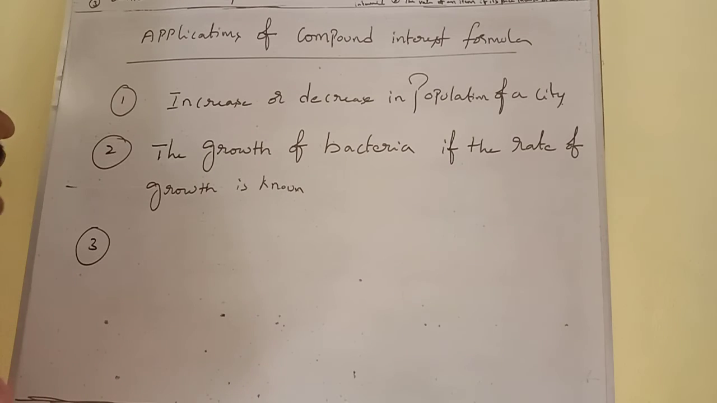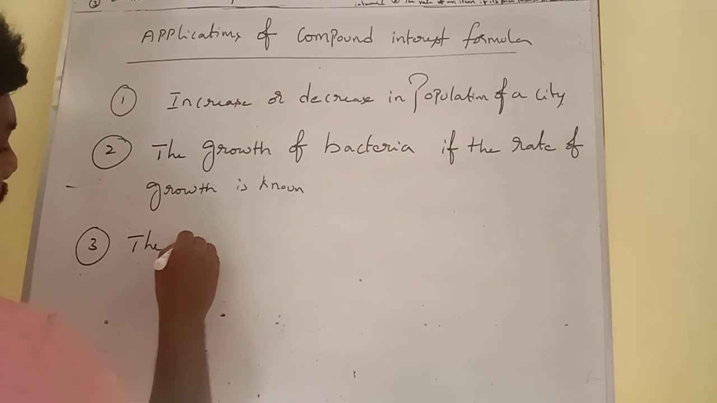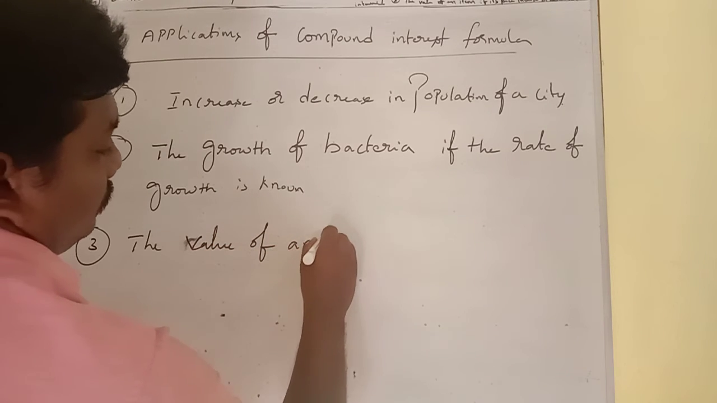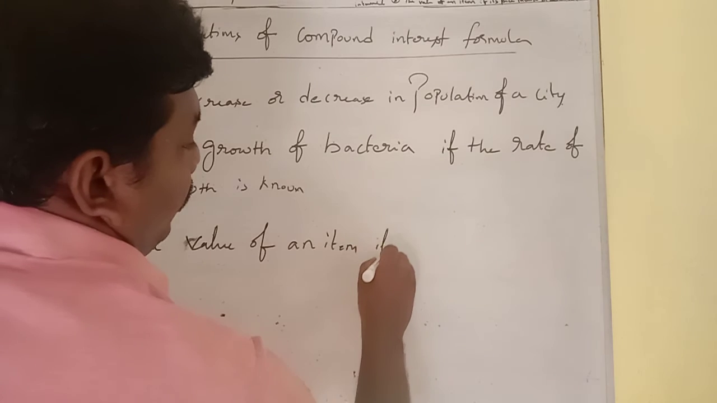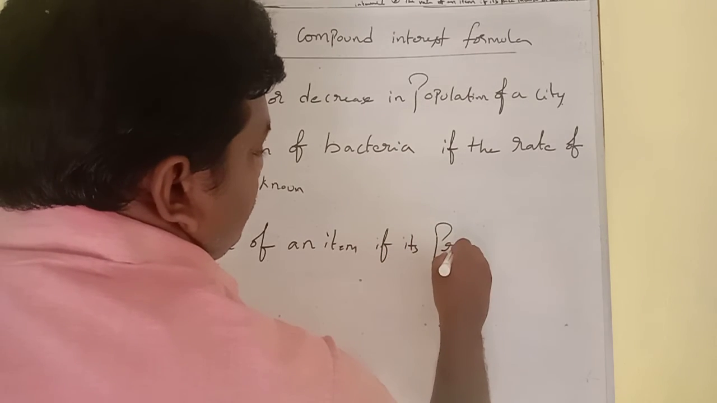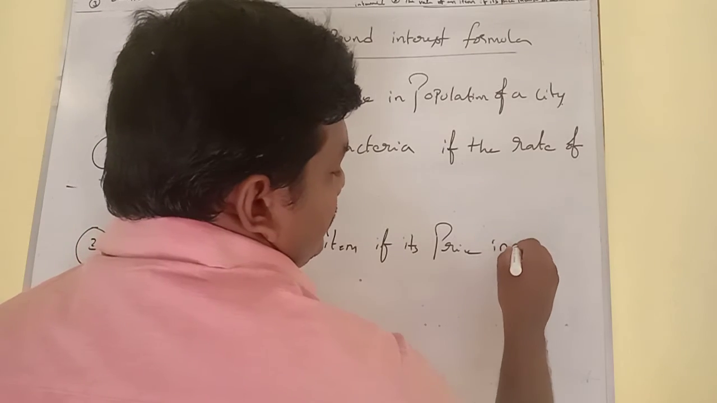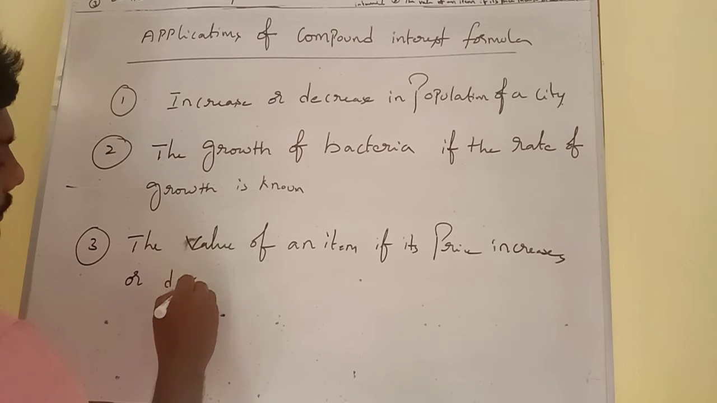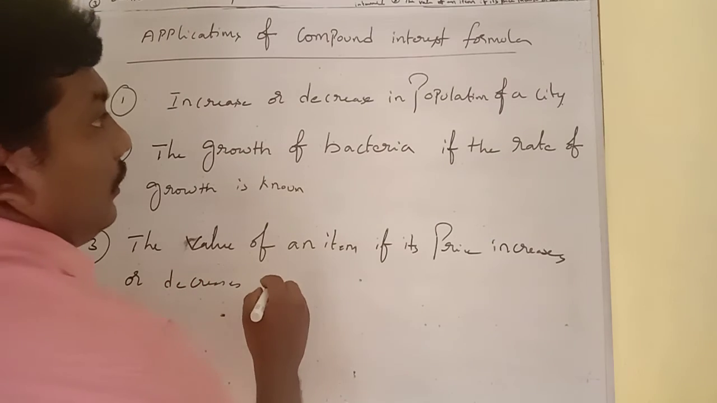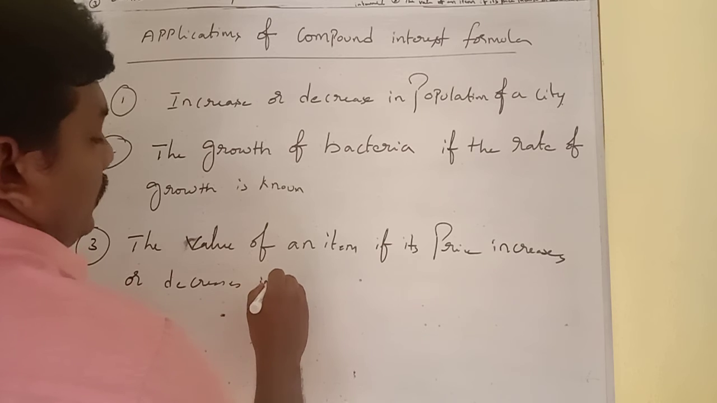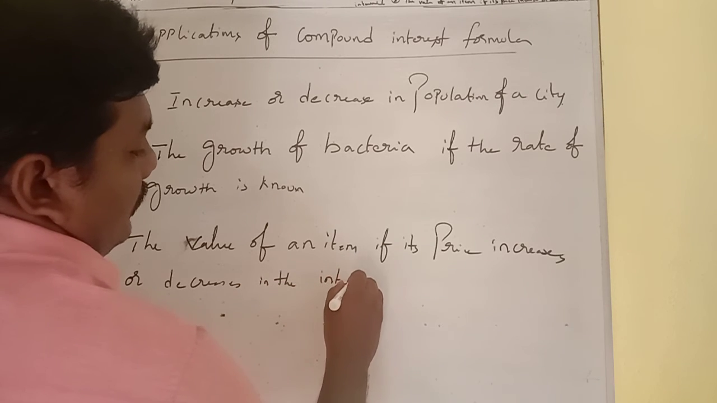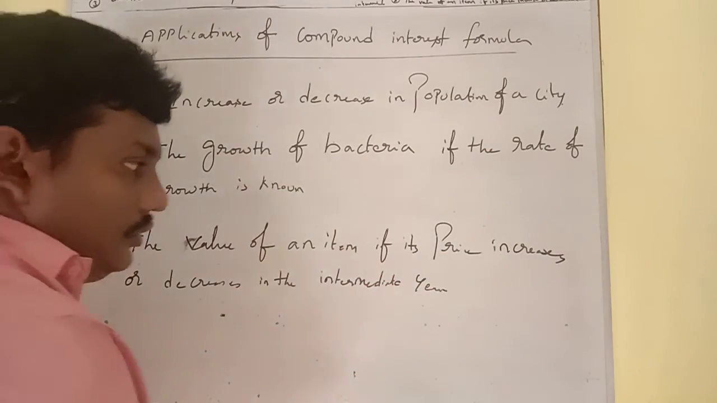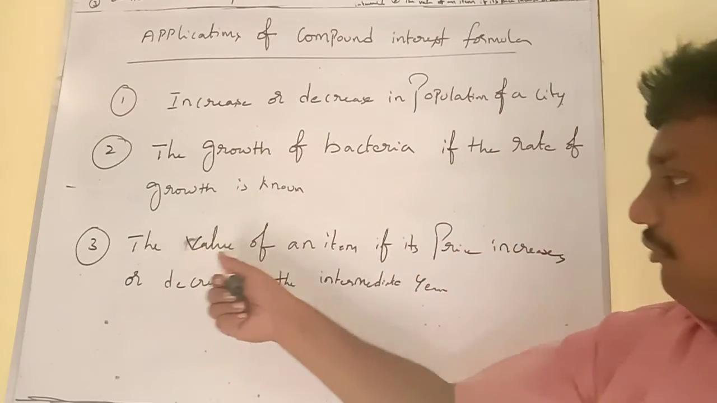Then coming to the third application, the value of an item. If its price increases or decreases in the intermediate years. What is the application of this? The value of an item.